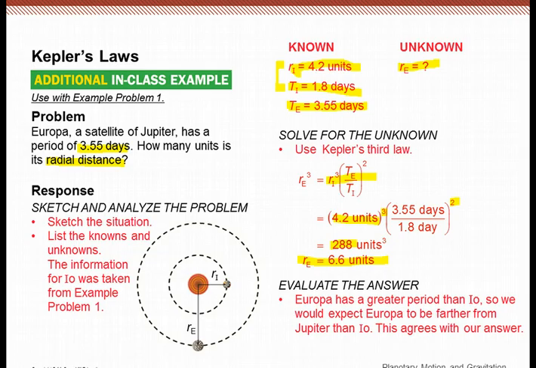Well, it means that Europa has a greater period than Io. So we expect Europa to be farther away from Jupiter than Io is. And so this 6.6 agrees that it's farther away than the 4.2.